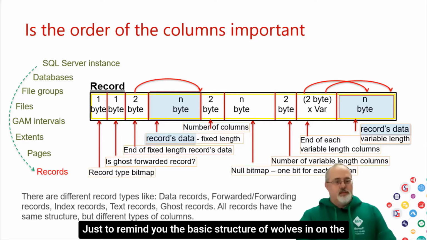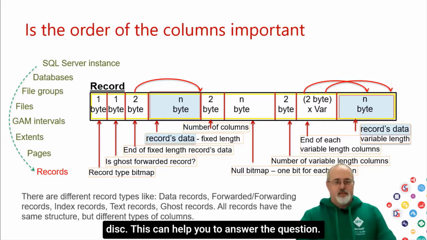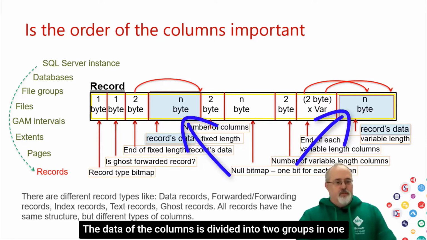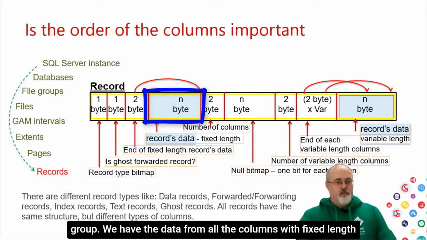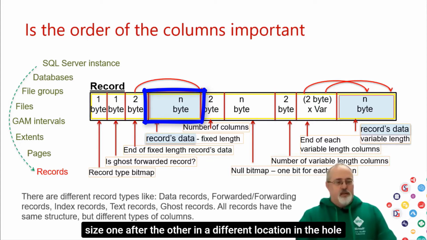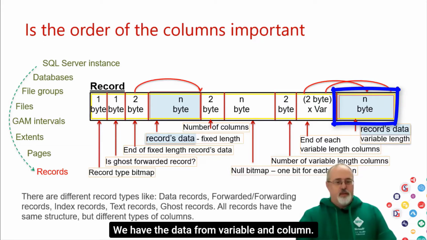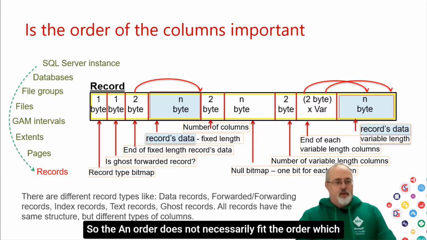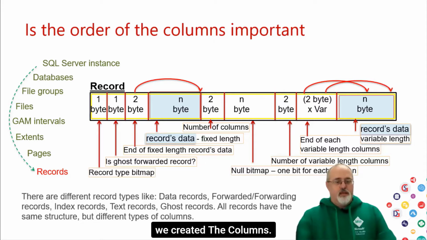Just to remind you of the basic structure of rows on the disk, this can help you to answer the question. The data of the columns is divided into two groups. In one group, we have the data from all the columns with fixed length size, one after the other. In a second group, in a different location in the row, we have the data from variable length columns. So the physical order does not necessarily fit the order in which we created the columns.